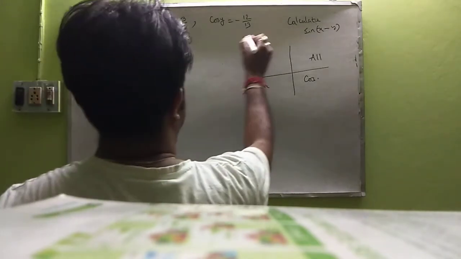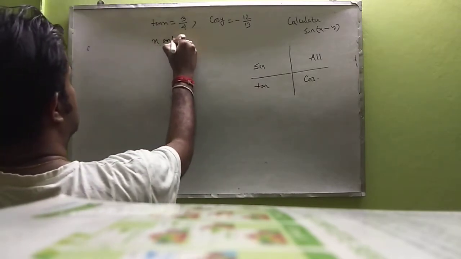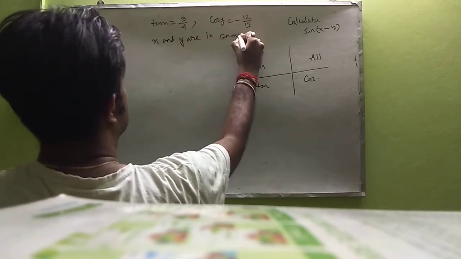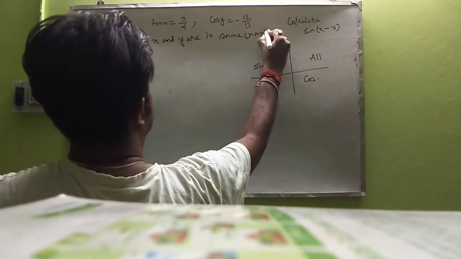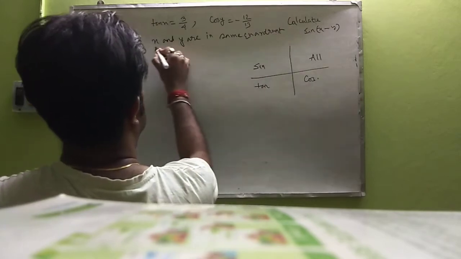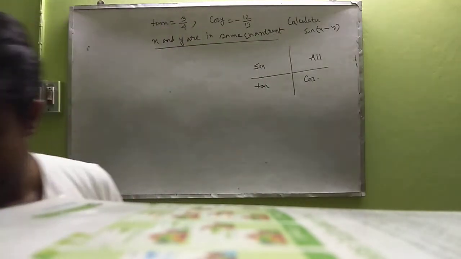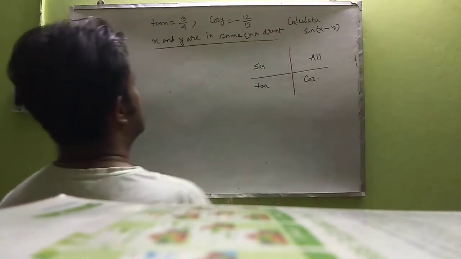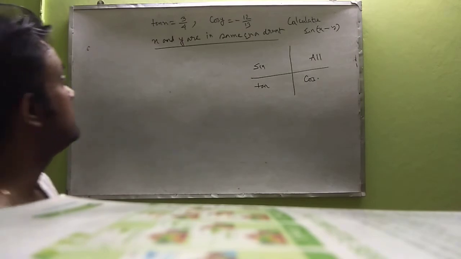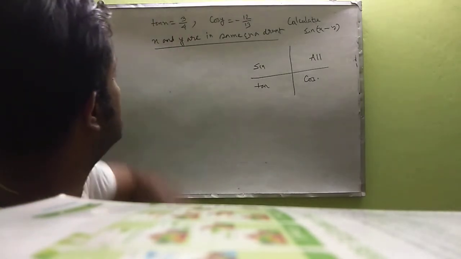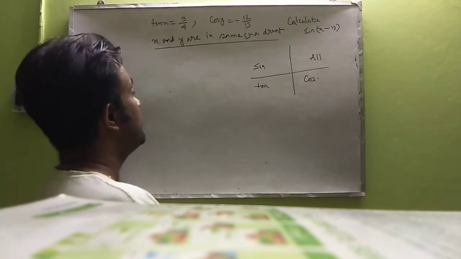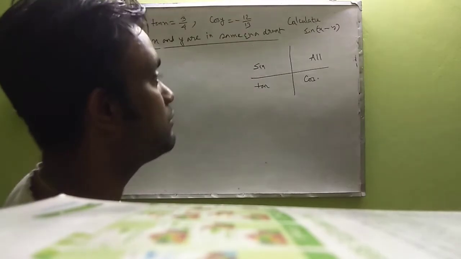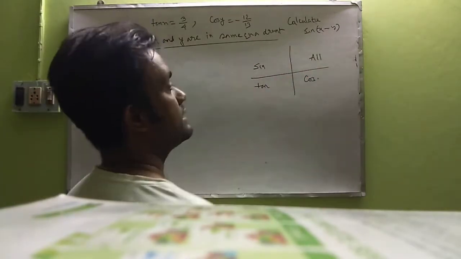It is also given that x and y are in the same quadrant. So the sum is: tan x is equal to 3 by 4, cos y is equal to minus 12 by 13, and x and y are in the same quadrant. Calculate sine of x minus y.